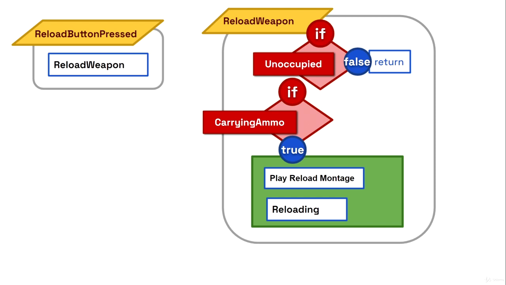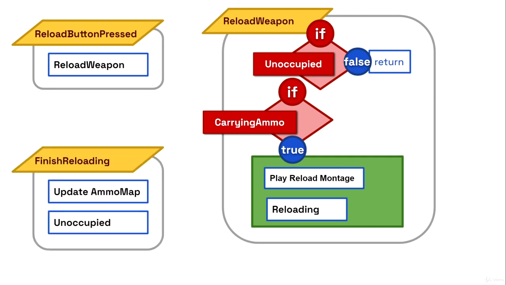You see, if the weapon is empty, we're trying to reload it, and we can only do so if the character has ammo. So if the character is carrying ammo, then we can play our reload montage and set our combat state to reloading. While we're playing the reloading montage, we're not going to want to be able to fire the weapon. We need to finish reloading before we can fire the weapon, so we can no longer be in the unoccupied state. Remember, if we're not in the unoccupied state, we cannot fire the weapon. So if we set our state to reloading, that takes care of that. The question is, when do we stop being in the reloading state?